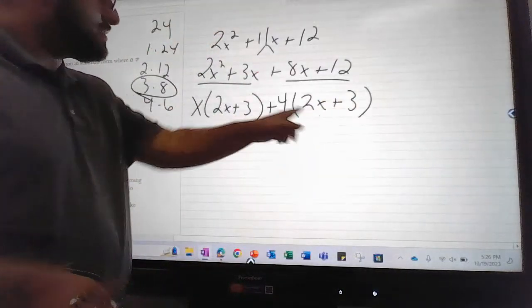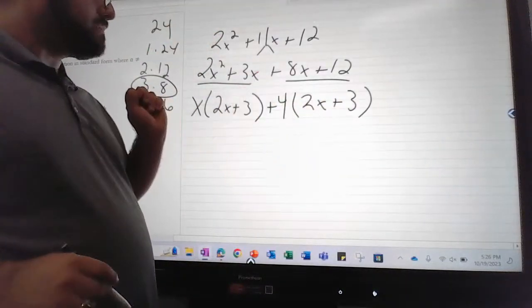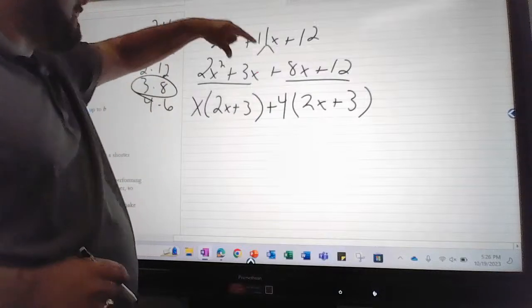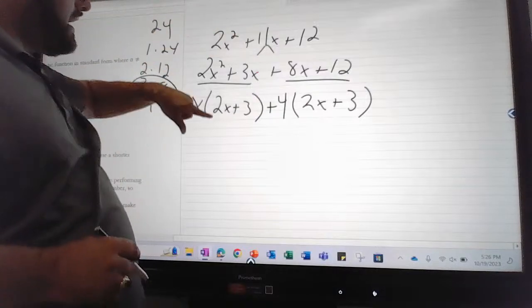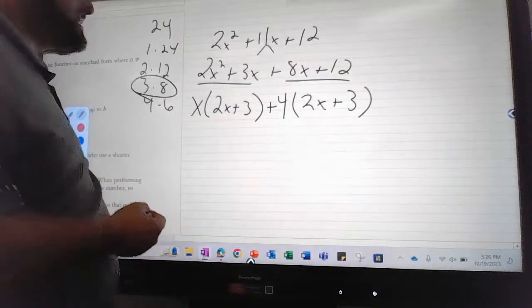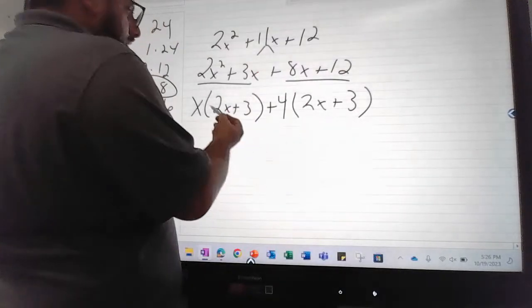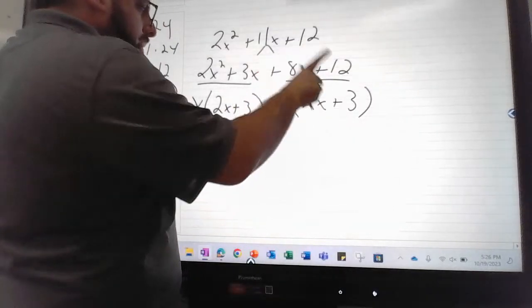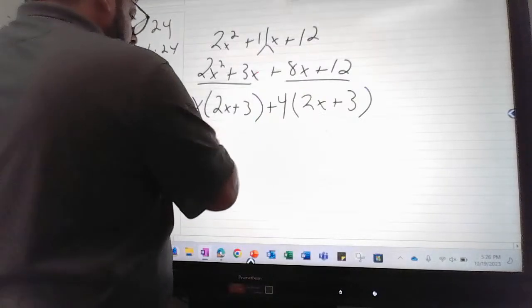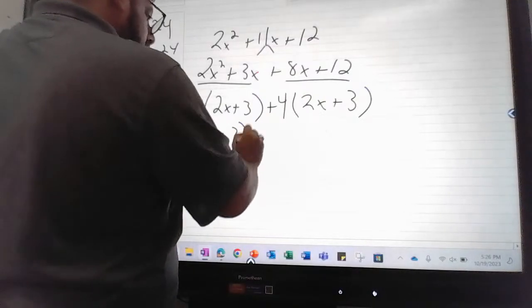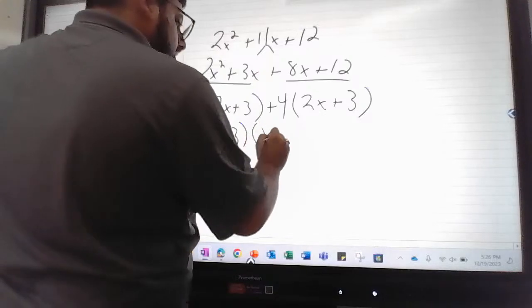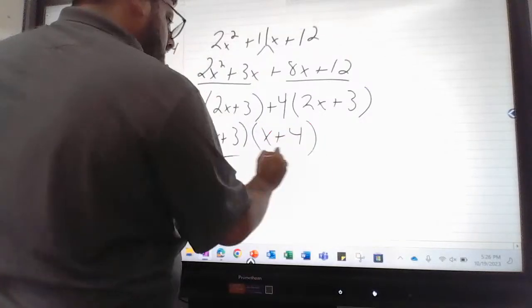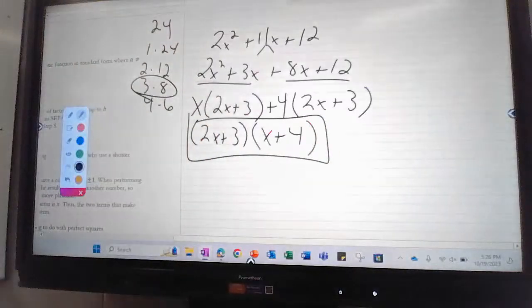Now, both of these terms have a common factor of 2x plus 3. So just like I pulled the common factor x out of here, I'm going to do the same thing with 2x plus 3. There's a 2x plus 3 in both of these terms. I'm going to pull them out and factor it. 2x plus 3, and then multiply that by whatever's left, x plus 4. And there's my factored form.